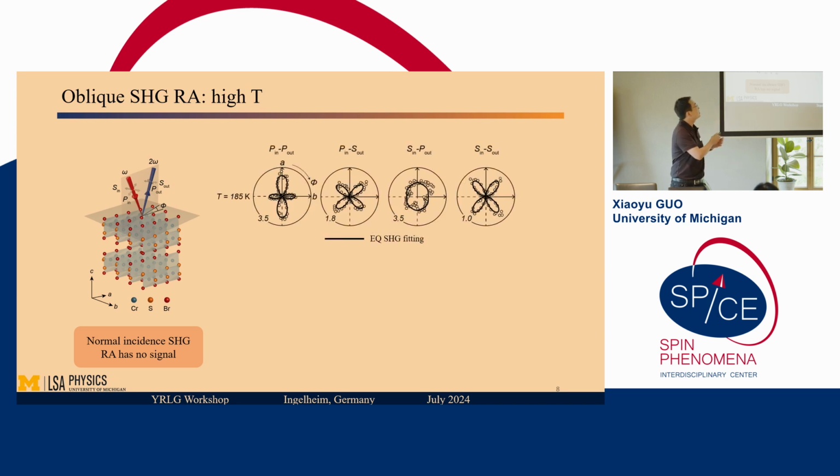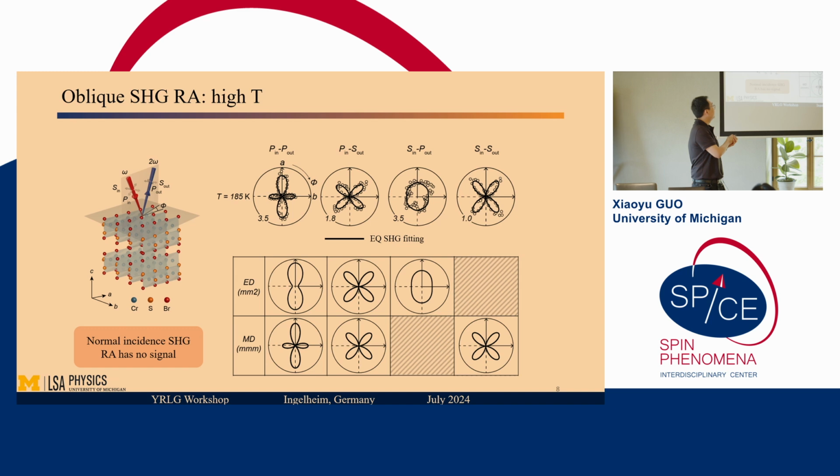And here is the high temperature data measured at 185 Kelvin, far above TN. Remember, the symmetry of the patterns reveals the symmetry of the material. So look at the four channels. They all show two mirrors, one perpendicular to b, one perpendicular to a. And this is consistent with the mmm crystallographic point group of this material.